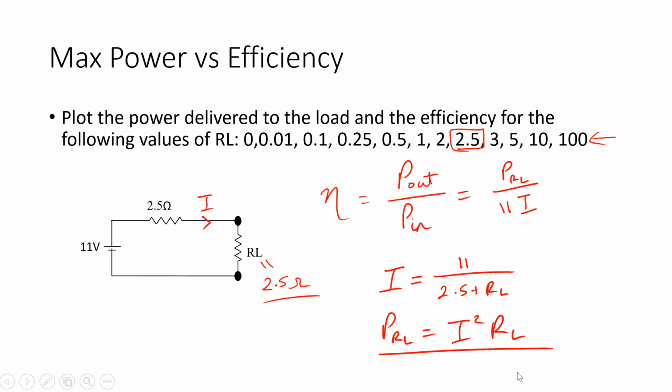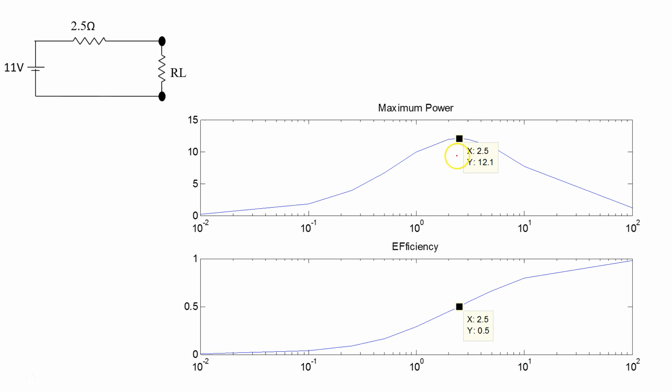Good. So if you've done that, you should hopefully get something like this. And you'll see at 2.5, which is 2.5 ohms, we have the maximum power, which is 12.1 watts. And for the efficiency at 2.5 ohms, we have just an efficiency of 0.5, or 50% efficiency. And the efficiency just keeps going up. So the larger the load resistance, the larger the efficiency.